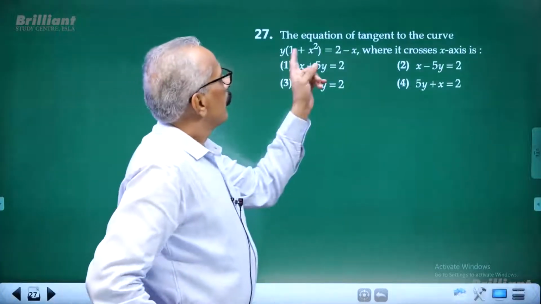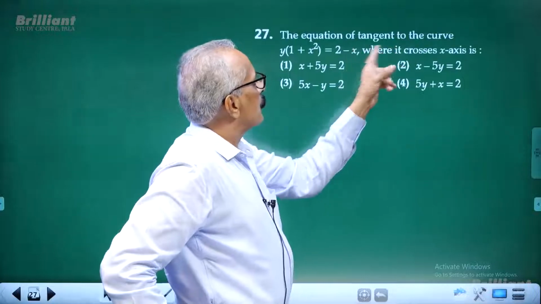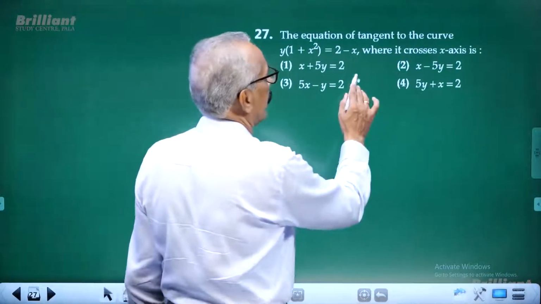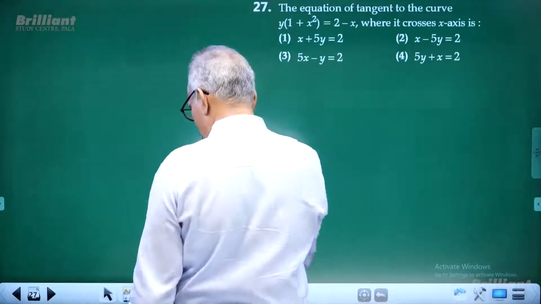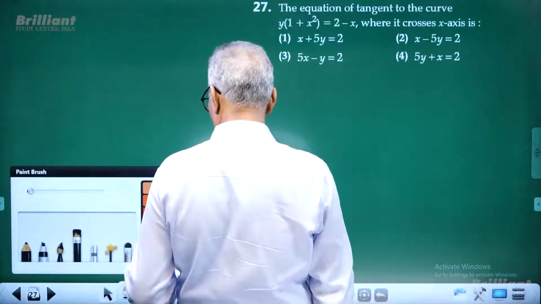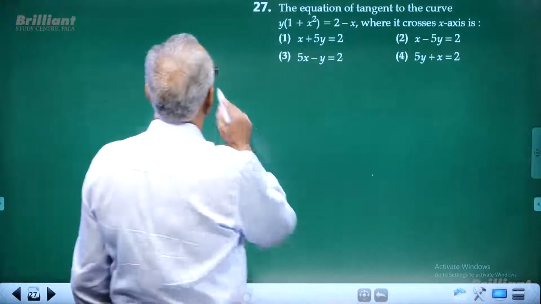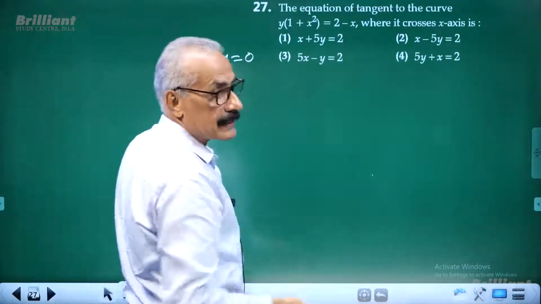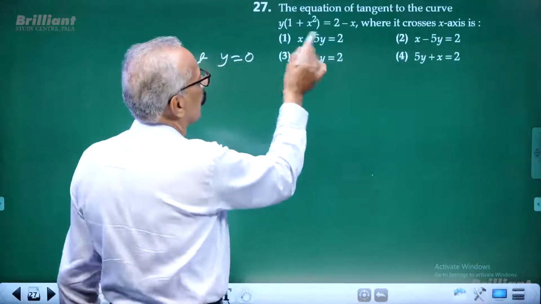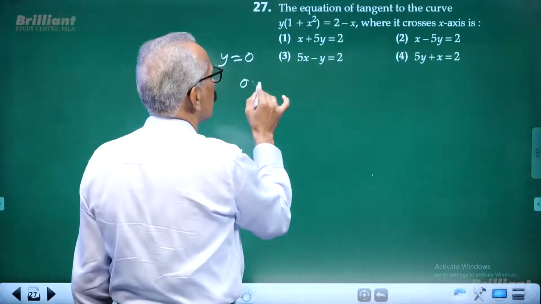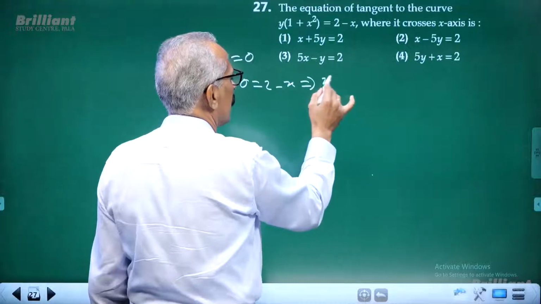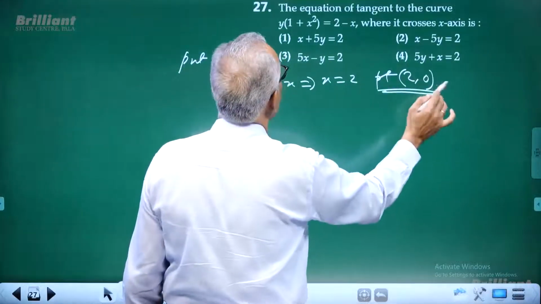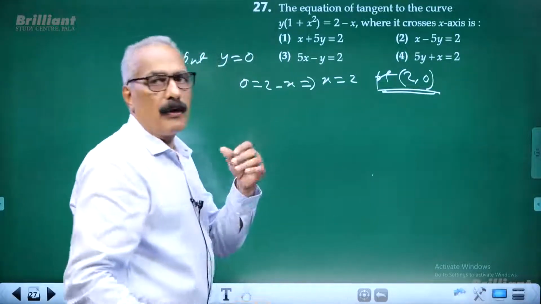27. The equation of the tangent to the curve where it crosses the x-axis. Crosses the x-axis means put y equal to 0. So y equal to 0 means 0 is equal to 2 minus x, which implies x is equal to 2. Therefore, the point is (2, 0). So the point is obtained. Now the equation of the tangent needs dy/dx.